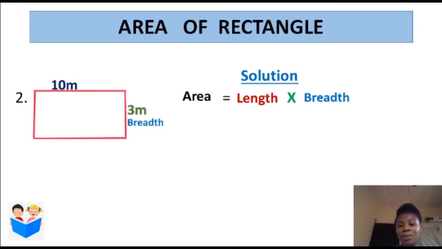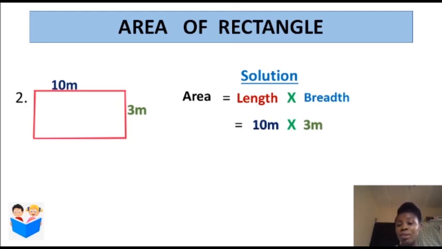So since we have found out this, all we need to do is to fix the number we see on the length, and multiply it by the number we see on the breadth. Now the next step is equal to, what is the length again? 10 meters times 3 meters. Now to do this, we are going to multiply 10 in 3 places.